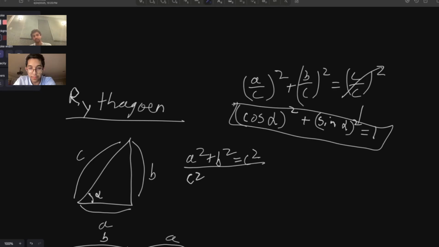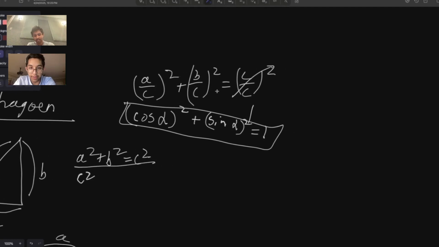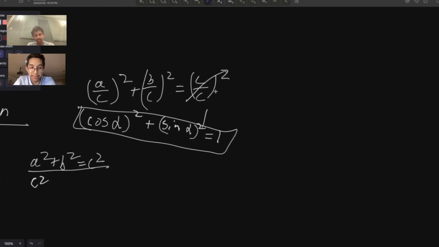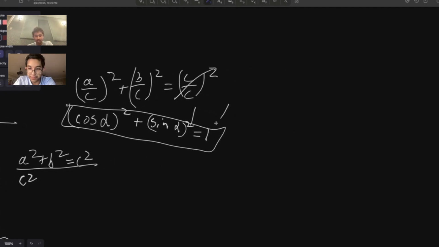Now, does that make sense? Yeah, I see how you did the proportions and how that got into cosine and sine. Now, this Pythagorean identity, which I'll call our fundamental identity, we can use to create other identities.